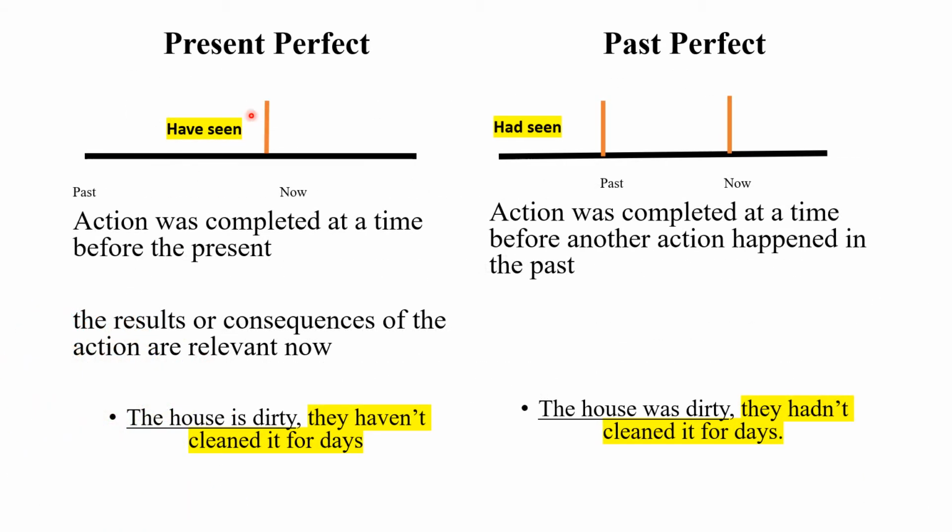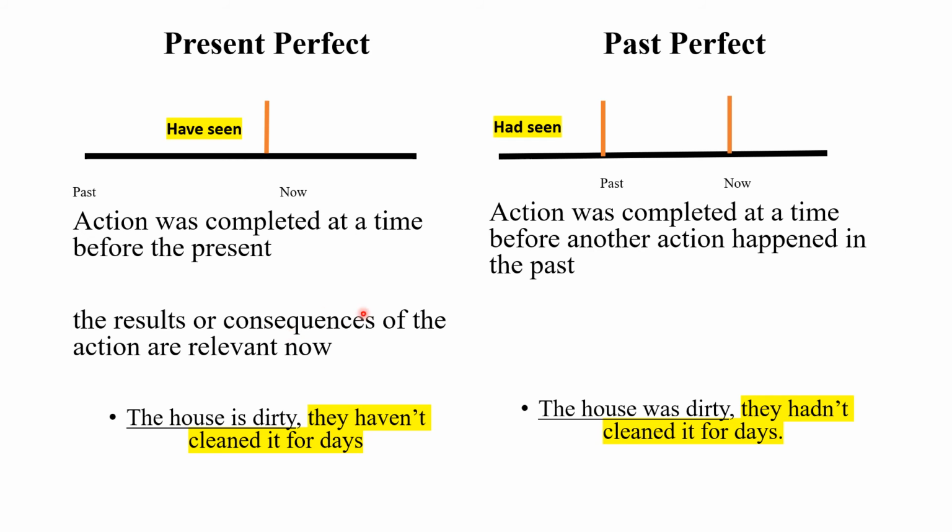Let us have a comparison of a present perfect tense and a past perfect tense. A present perfect tense usually includes an action that was completed at a time before the present, and the results or consequences of the action are relevant now. It means that it includes an action that started in the past and the consequences of which can be found in the present. For example, the house is dirty. They haven't cleaned it for days. This part of the sentence, which is they haven't cleaned it for days, is a consequence of this.